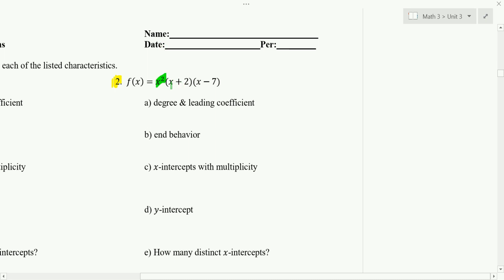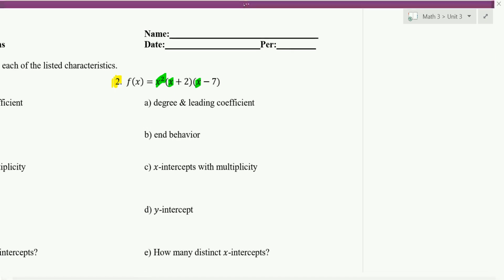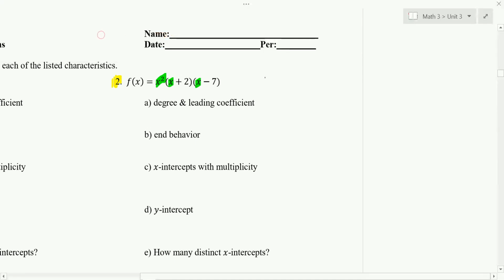on each factor. If we were to multiply this together, the three parts with the x, x squared times x squared times x squared, we would end up with x to the 4th power. And it would be positive 1. There would be a positive 1 in front of that. And that's your leading term. And so our degree is 4. And our leading coefficient is positive 1.